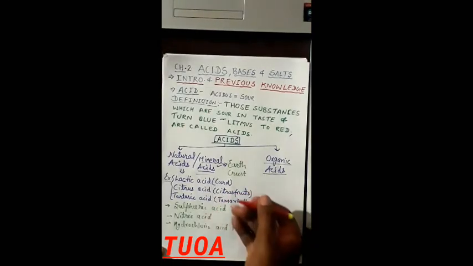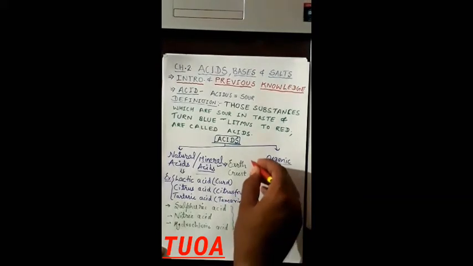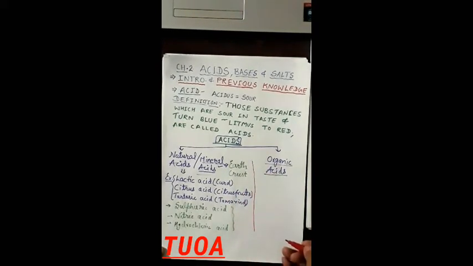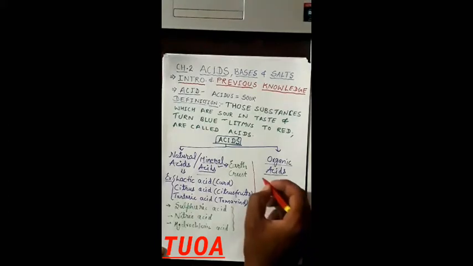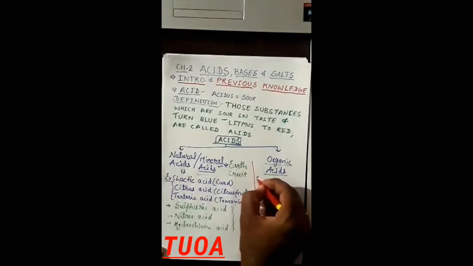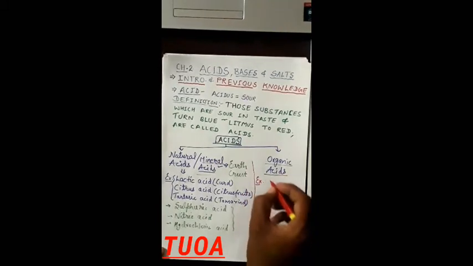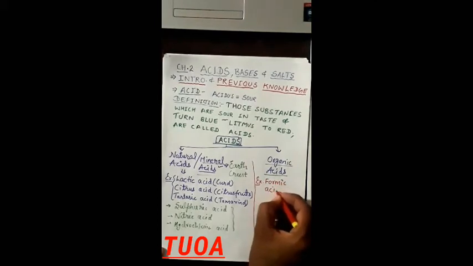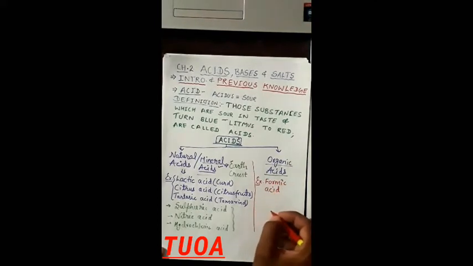The next category of acids is organic acids. The more details about these acids, like sulfuric acid, nitric acid, hydrochloric acid, etc., we will be discussing in this chapter. This classification is very important for us as it includes many types of acids.